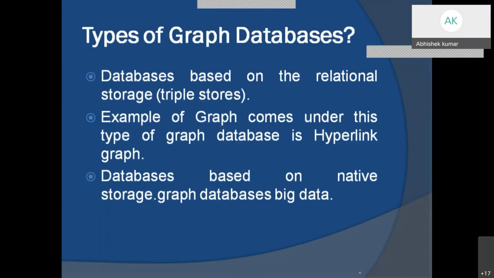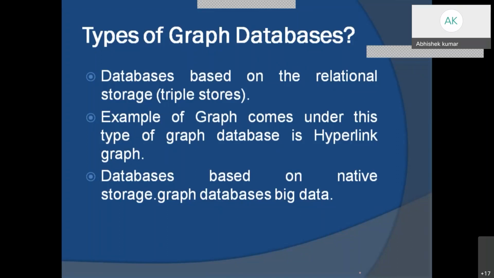Triple store in a graph, in a bracket it is written. So examples of graphs that come under the category of graph databases is the hyperlink graph. What I have just told you, that sitemap path, if it is hyperlinked, you will click it there and you will get on that route. So it will route you through those, and it will route you to the destination. That's my point. Fine.